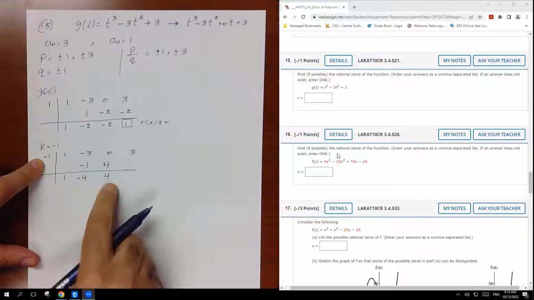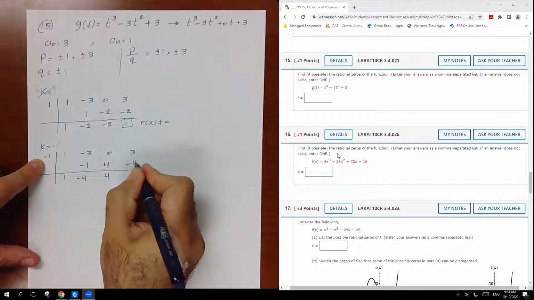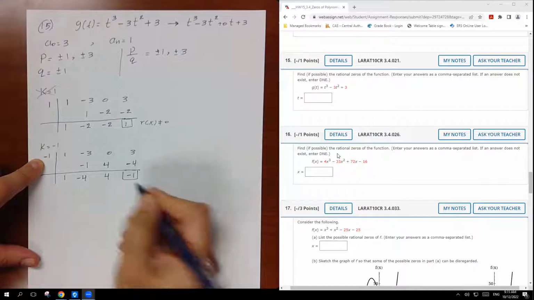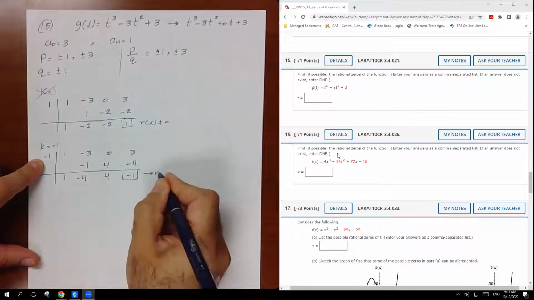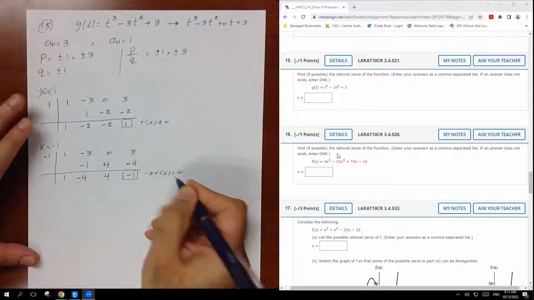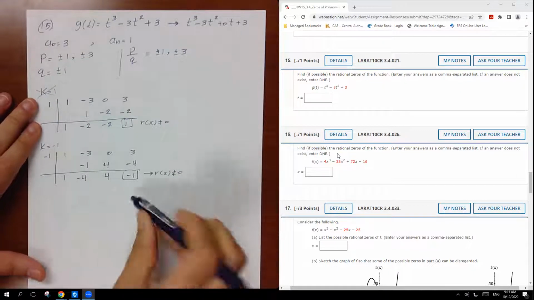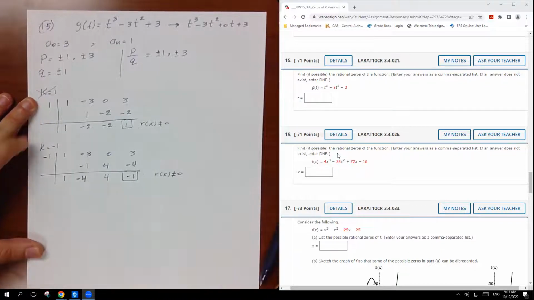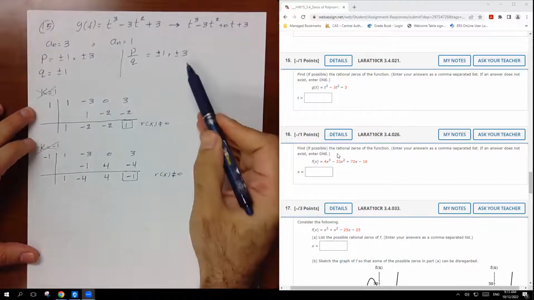Now -1 times 4 is going to be -4. Add these together is going to be -1. That means in this case, also R of x is not equal to 0. So it means this one also is not a real zero. Let's keep going to the next one.